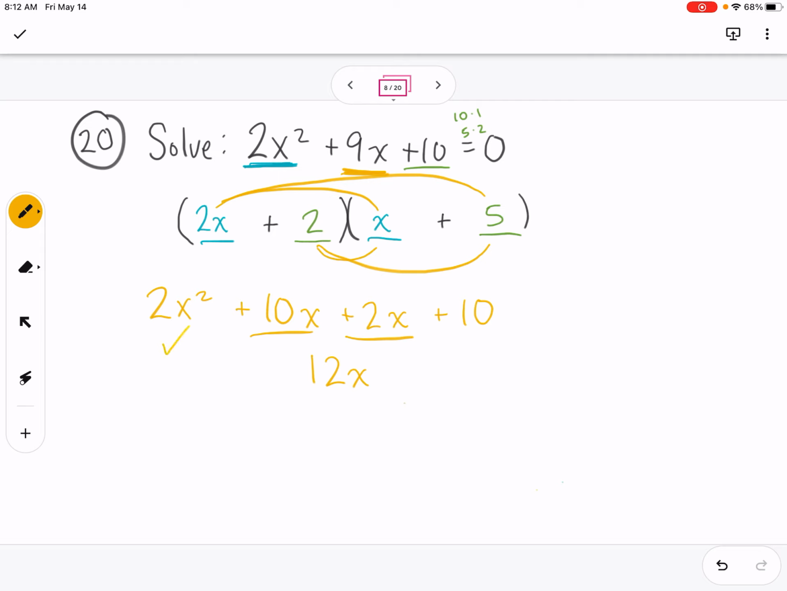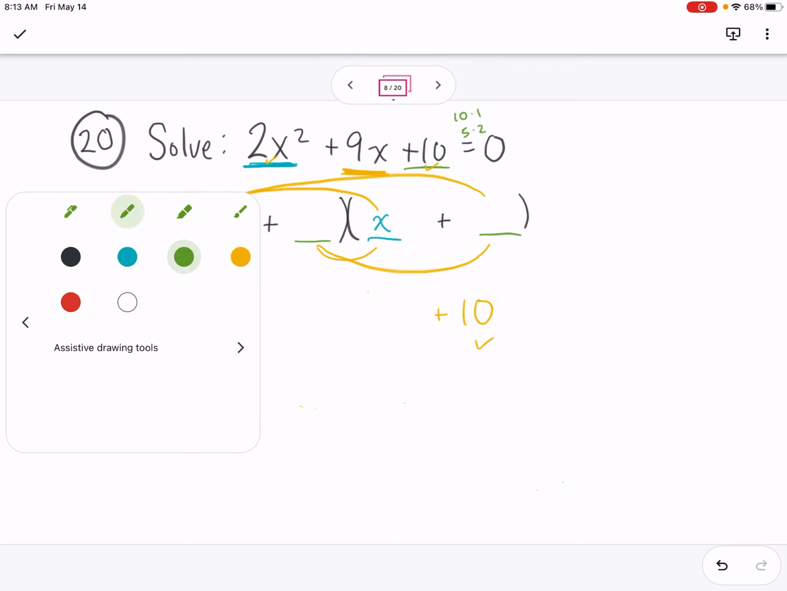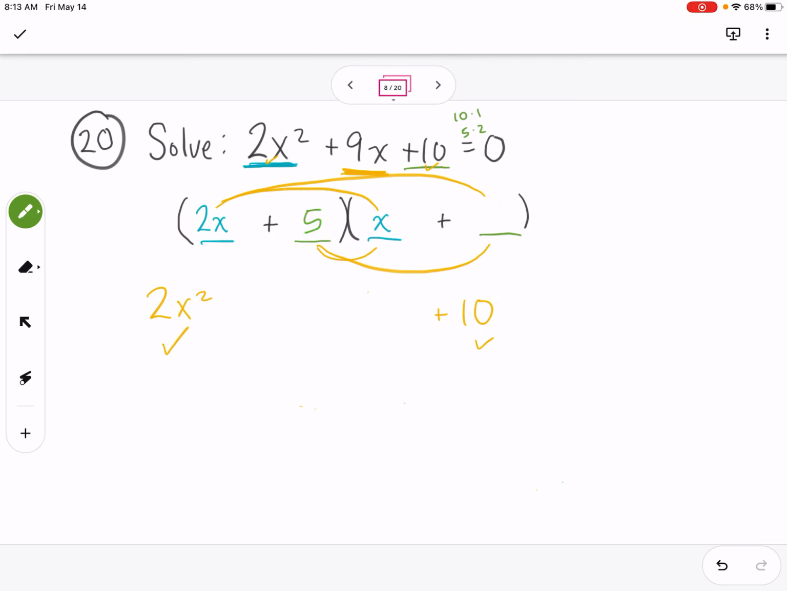So notice, this is good. The 2x squared, perfect. It's right here. And the 10 is good. It's right here, okay? But somehow this part didn't end up being correct. So what can we do? Well, what we can do is take these two numbers in green, and I'm going to start by switching them. I'm going to make it 5 and 2. And if that still doesn't work, then I'll try a different pair, like 10 and 1.